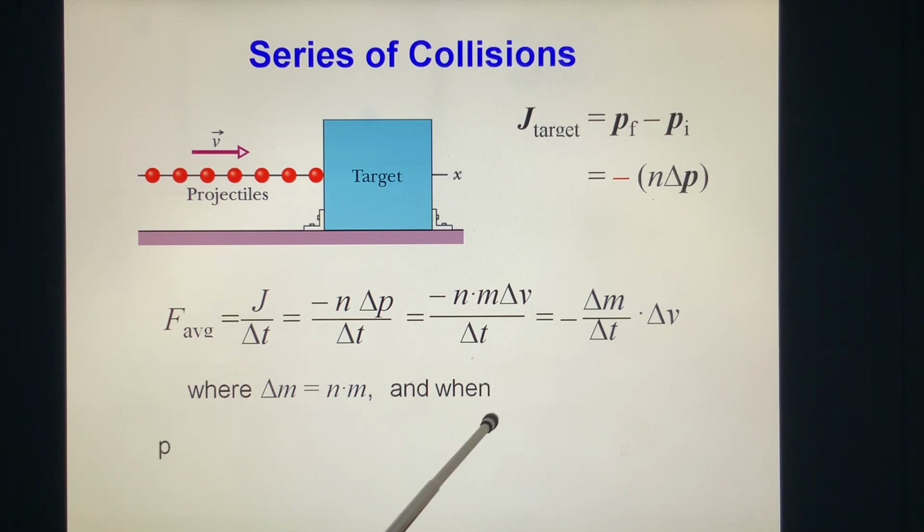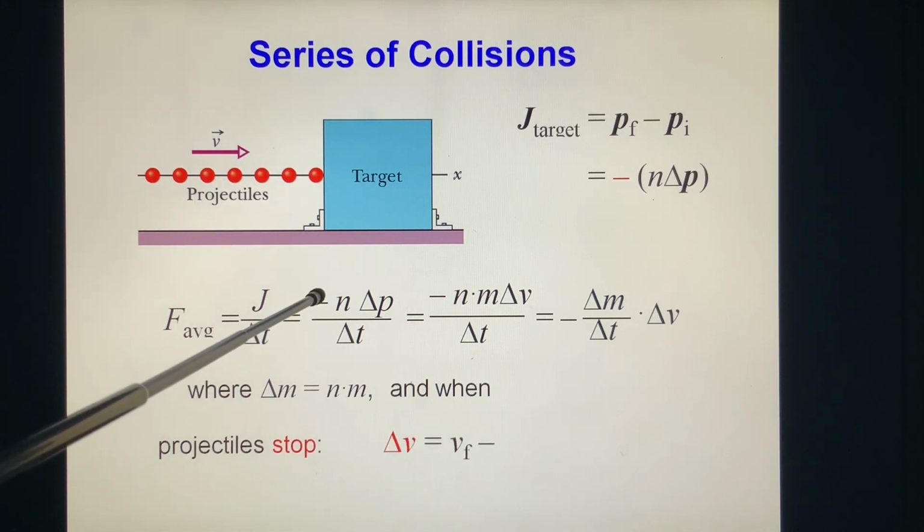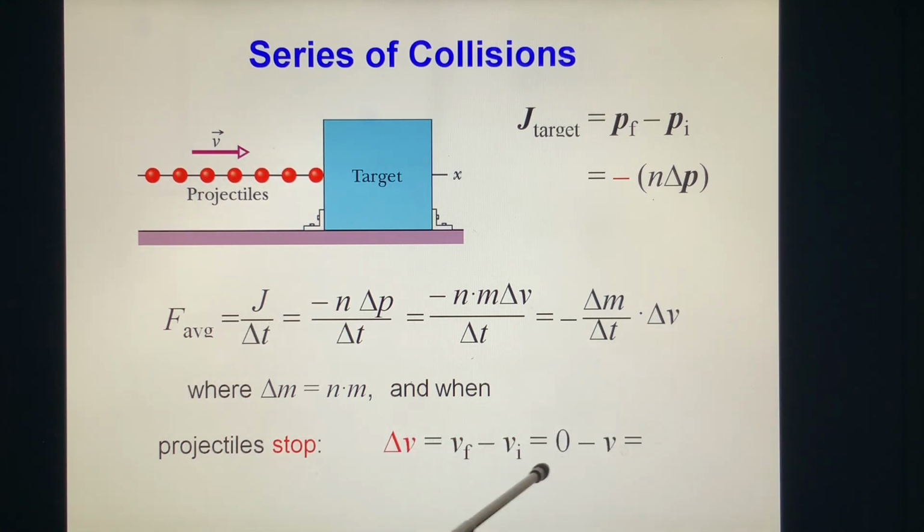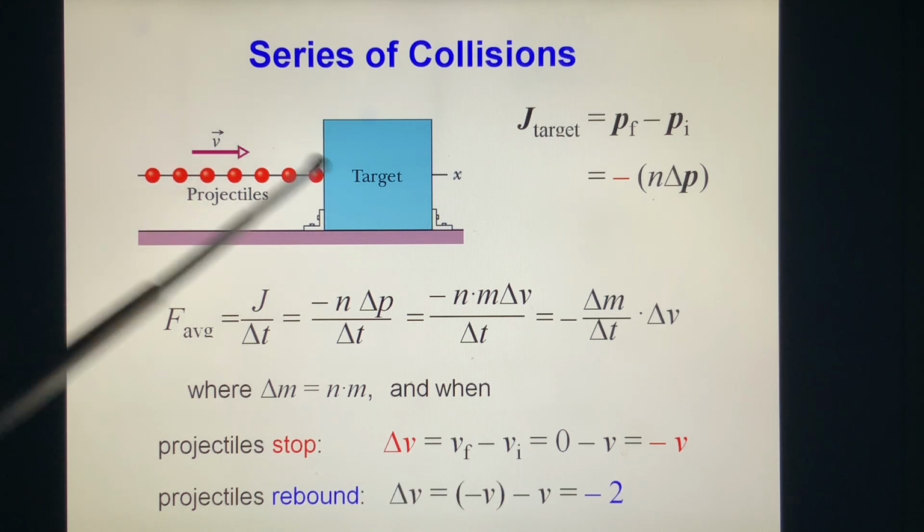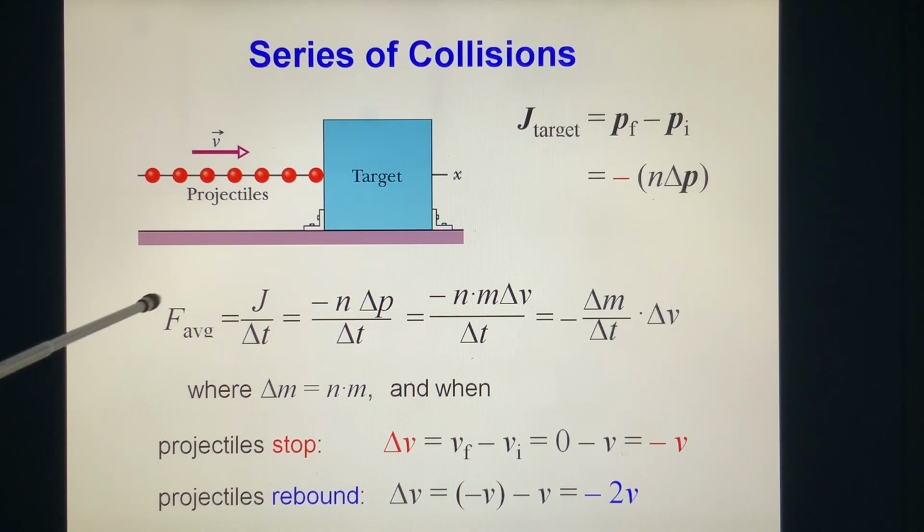When projectiles hit and stop, then delta v equals v minus 0, that is, v. If the projectiles rebound back with the same speed, then delta v equals minus v minus v, that is minus 2v, double. And the F is doubled.